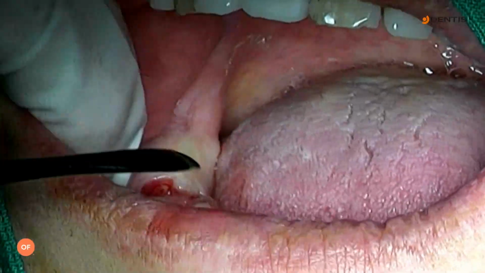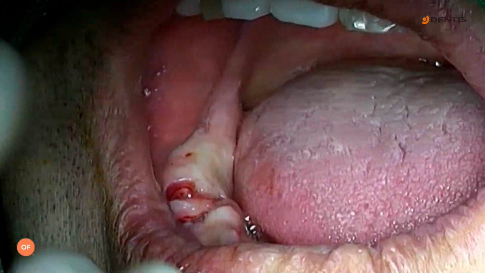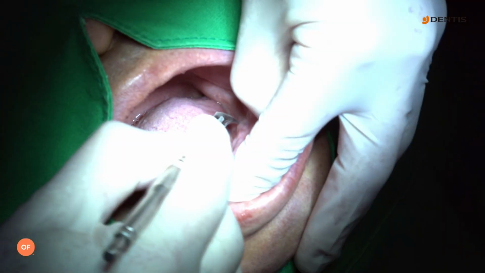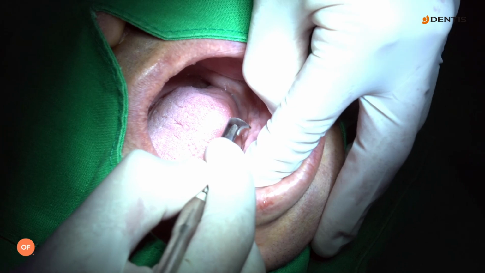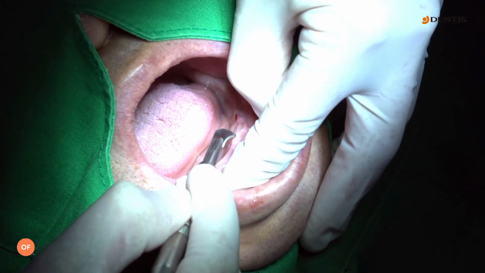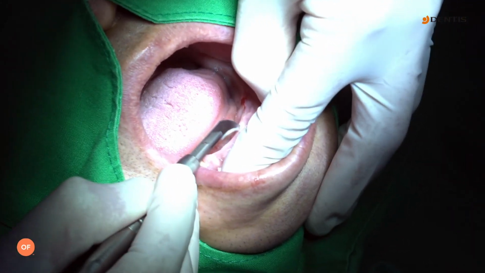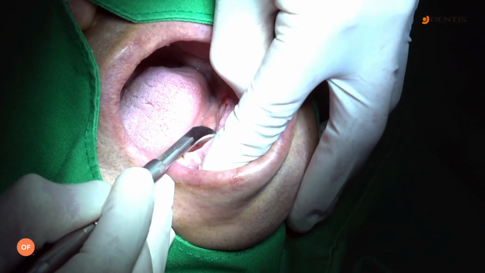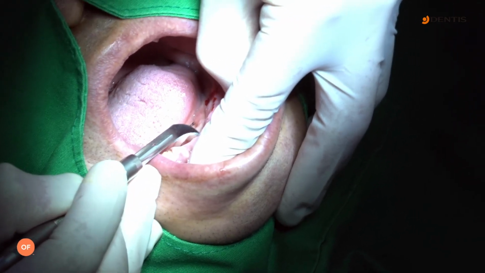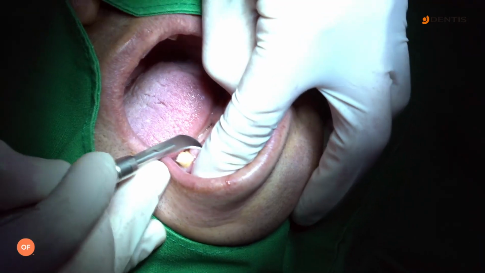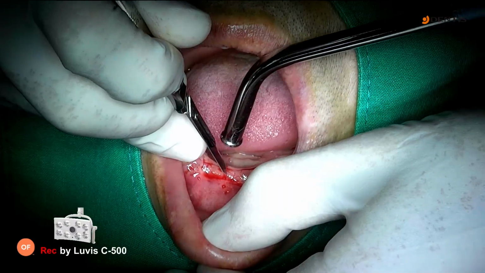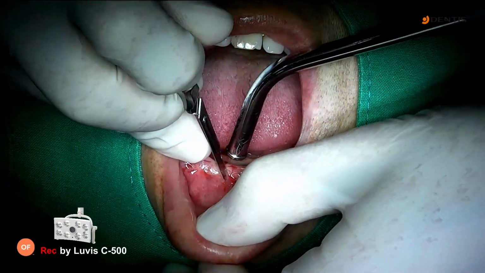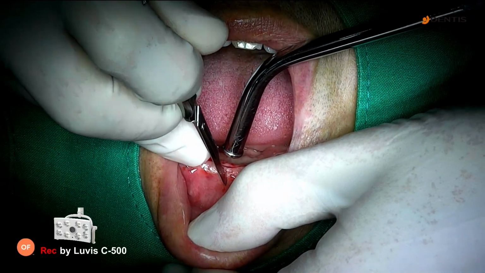Elevator. Usually the lower anterior incision design is a continuous incision. So from the mid-crestal incision, I will find the mental foramen first during the surgery. Okay, this is the mid-vertical incision area. This is the midpoint.